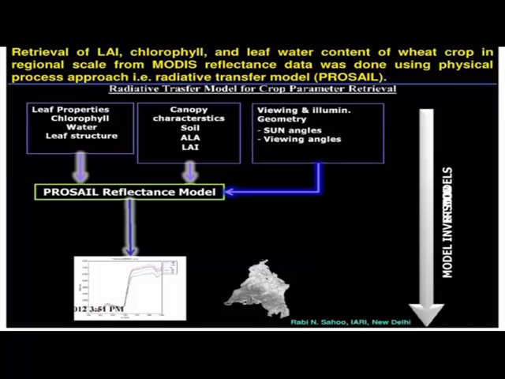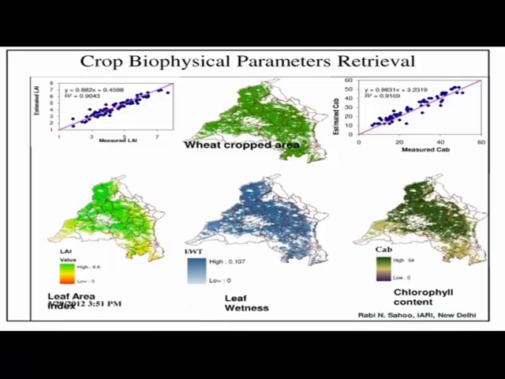Then, having that, this is what the model could be used for: to have leaf area index generated for a regional scale. That is the trans-Gangetic plain region having Punjab, Haryana, and 2 districts of Rajasthan together for wheat crop. This is the wheat mask, this is equivalent water thickness, and this is the chlorophyll content. So spatially you are able to see the LAI product, the equivalent water thickness product, and the chlorophyll product.